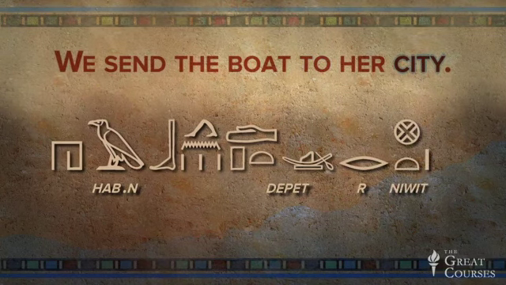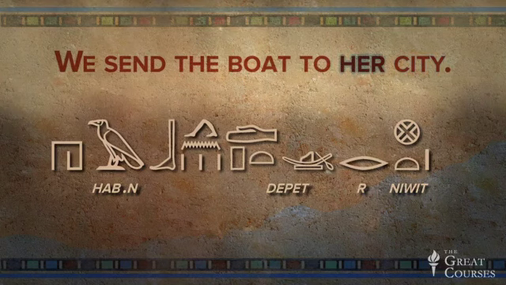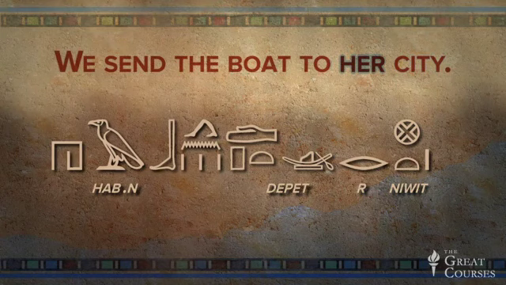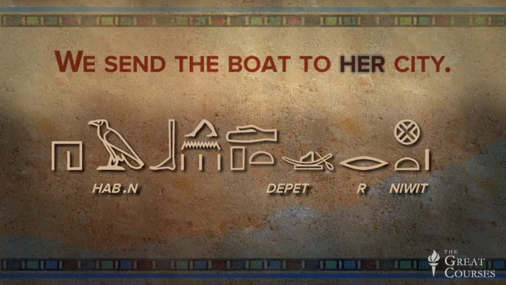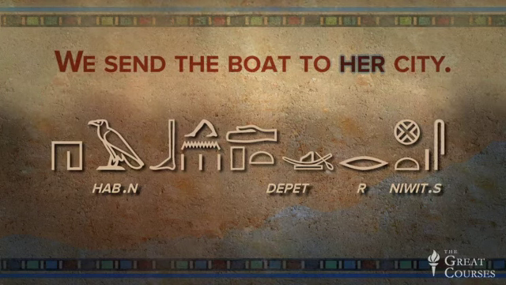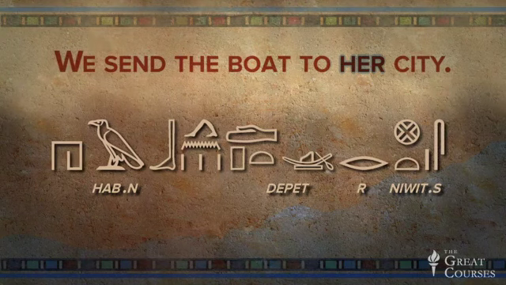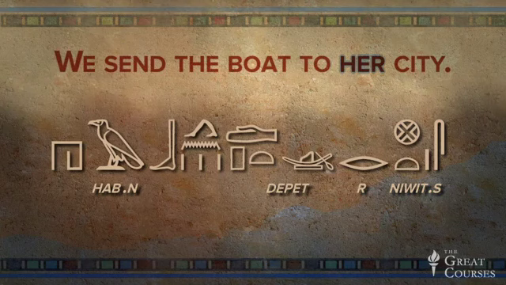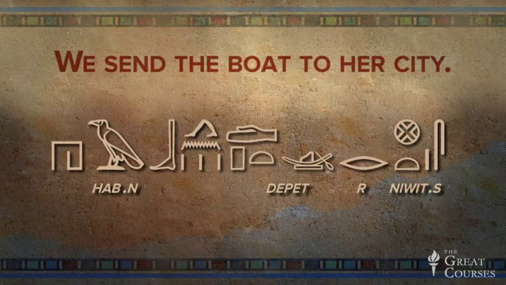Now comes the suffix pronoun, her. This is where we use our suffix pronoun to indicate possession. So we attach it to the noun. You probably remember that she or her, for the feminine it even, for that matter, is the folded cloth S. So we add the folded cloth to city, niwit, and we have her city. So that's it. We send the boat to her city. Good, you're getting it.